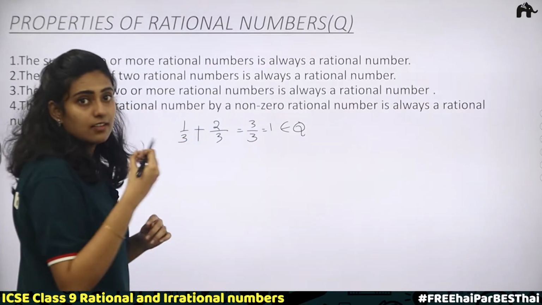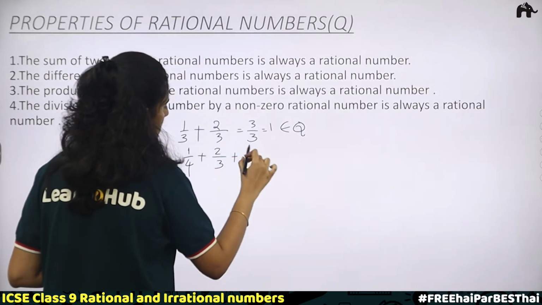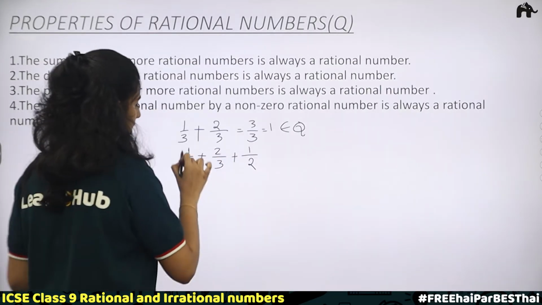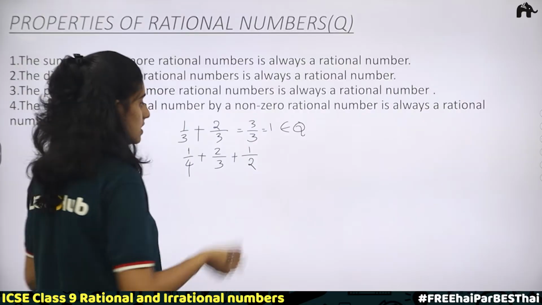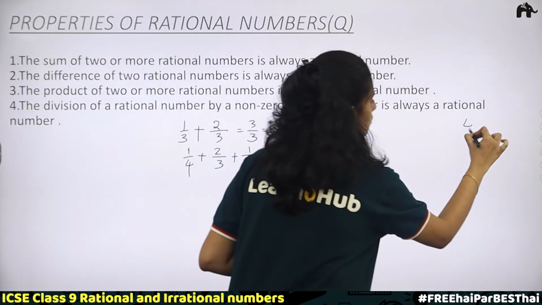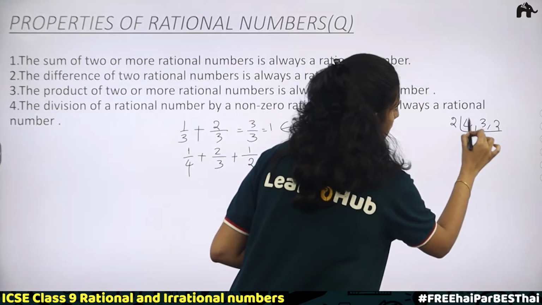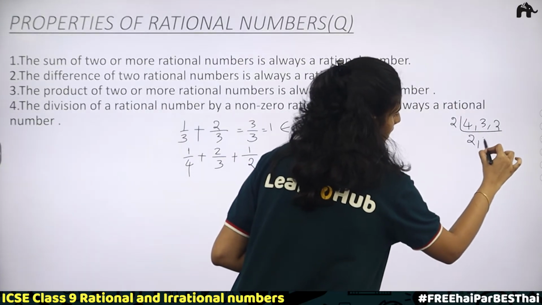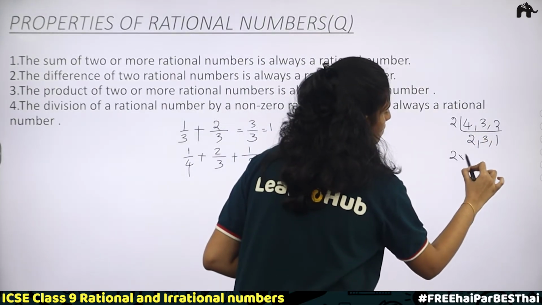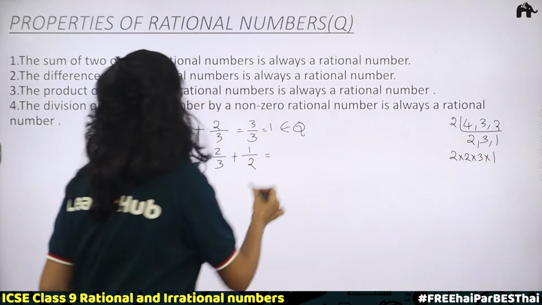If you have more than two numbers, for example 1 by 4 plus 2 by 3 plus 1 by 2. Okay, three rational numbers when you add. Here 1 by 4, 2 by 3 and 1 by 2 are rational numbers. When you add, what do we get? First you have to check the denominator, take the LCM of 4, 3, 2. Common we can take as 2. 2 is common in 4 and 2. So you will be getting 2 here, 3, 1. So these are primes. Okay. 2 into 3 into 1. 2 2s are 4, 4 3s are 12. So the denominator, or the LCM, is 12.